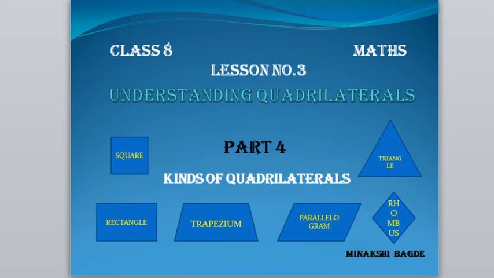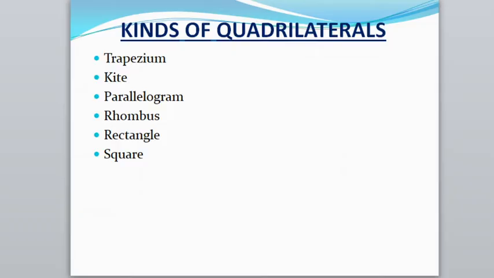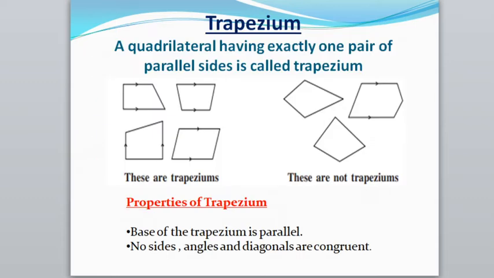Now, what are the kinds of quadrilaterals? There are six kinds of quadrilateral. They are trapezium, kite, parallelogram, rhombus, rectangle, and square. Now, we are going to discuss each kind one by one. So, the first is the trapezium.